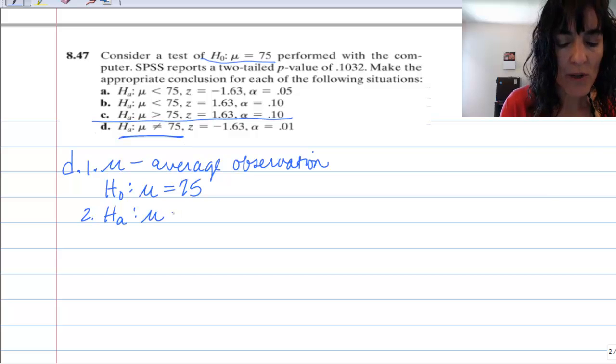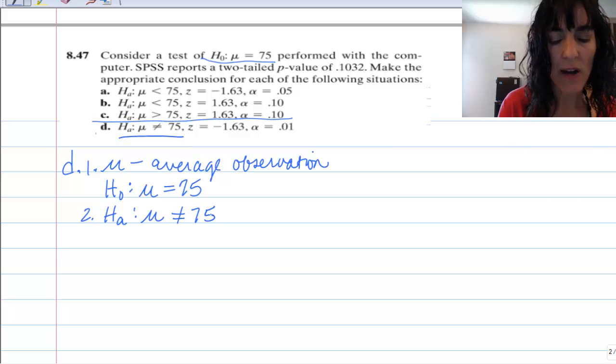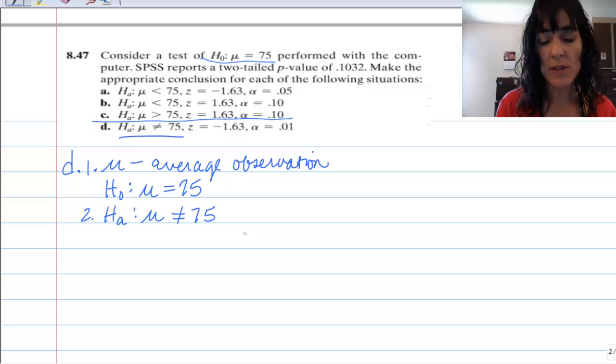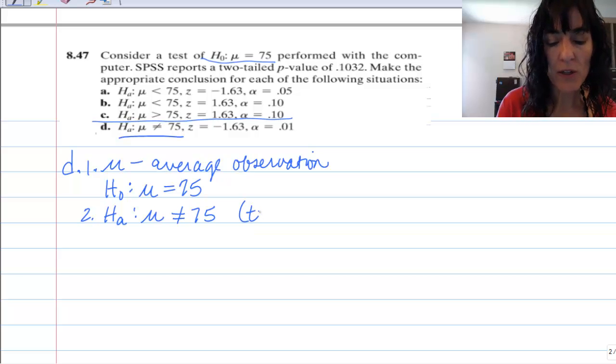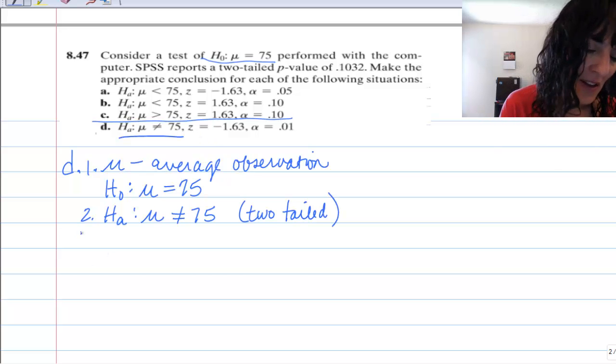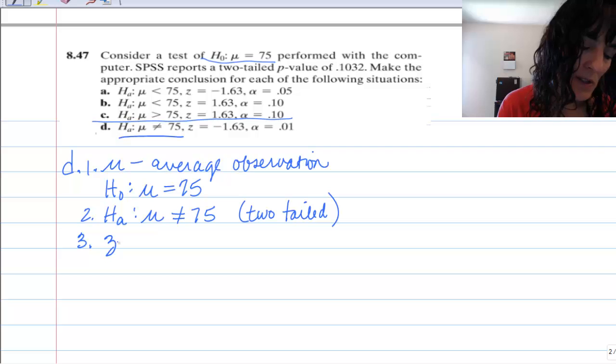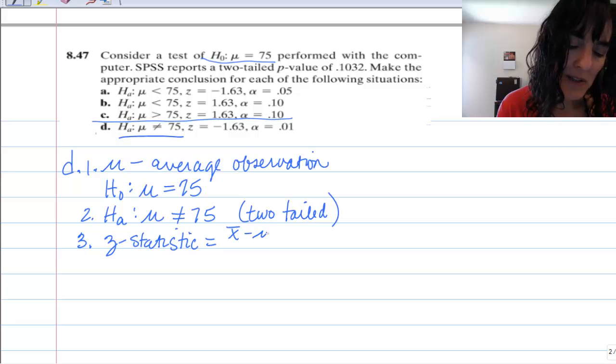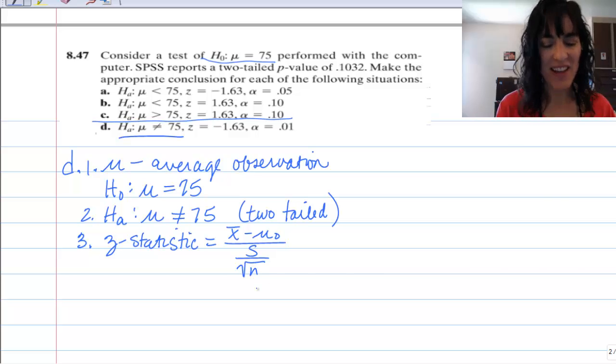It says mu is not 75, and when it says not equals, then I know right away this is going to be two-tailed, and that helps me get on the next step. And then 3, this we'll use a Z statistic, and that's going to be x bar minus mu naught over S over square root of n.